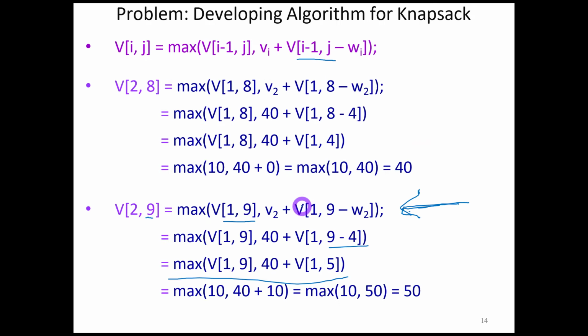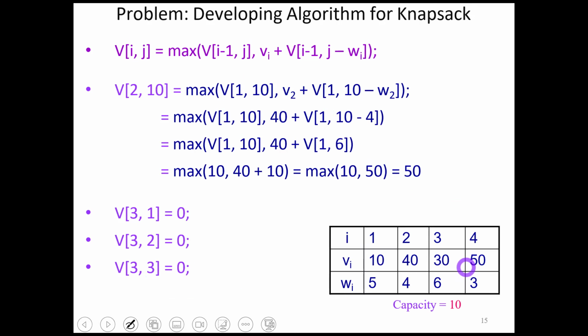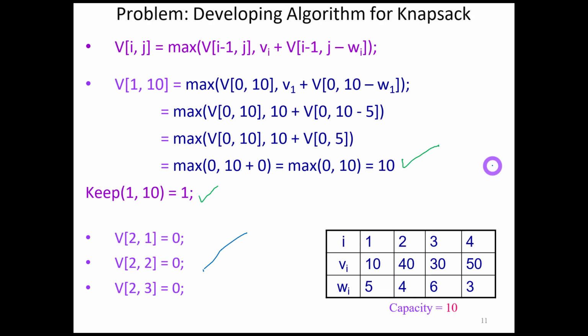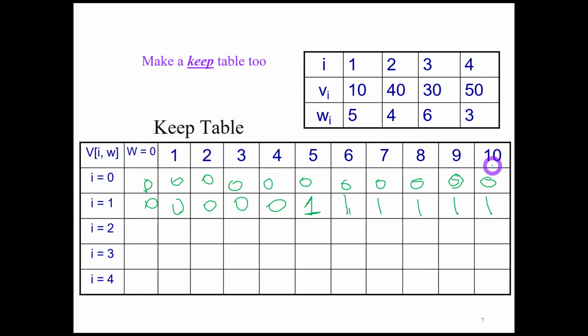Okay, let's put the value. Max of 10 comma 40 plus 10. So the total is 50. So that's why we have written 50 over there. We can keep both the items. And similarly for 2 comma 10. And obviously the keep value will also be 1 for all of these. Let's quickly fill the keep table. So 0.